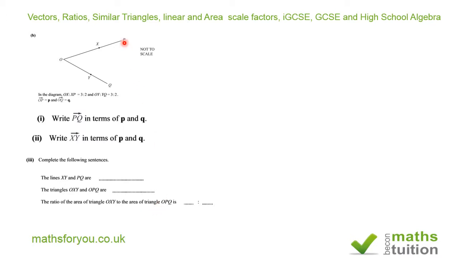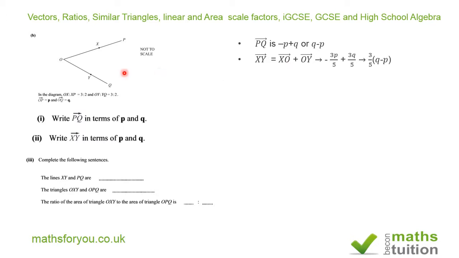Now for the first one, I'm going to go from P to Q, and because I do not know the value of P to Q, I have to go back from P to O, and then from O to Q. So P to Q is minus P plus Q, because I'm going against the grain, plus Q. So P to Q is now Q minus P.